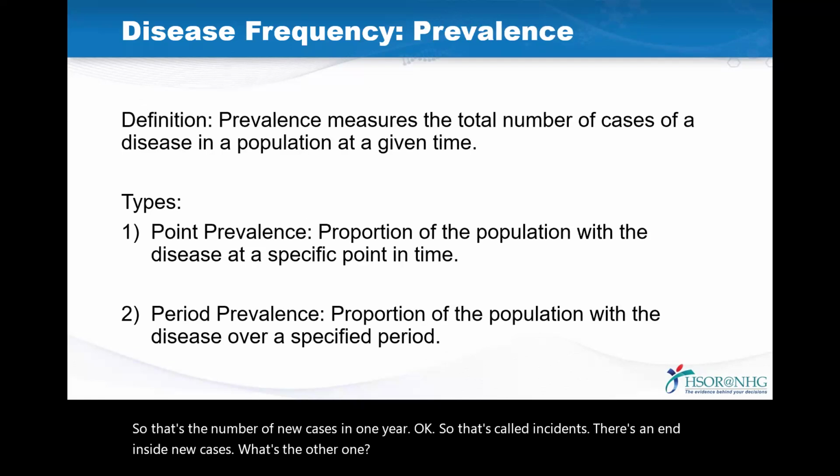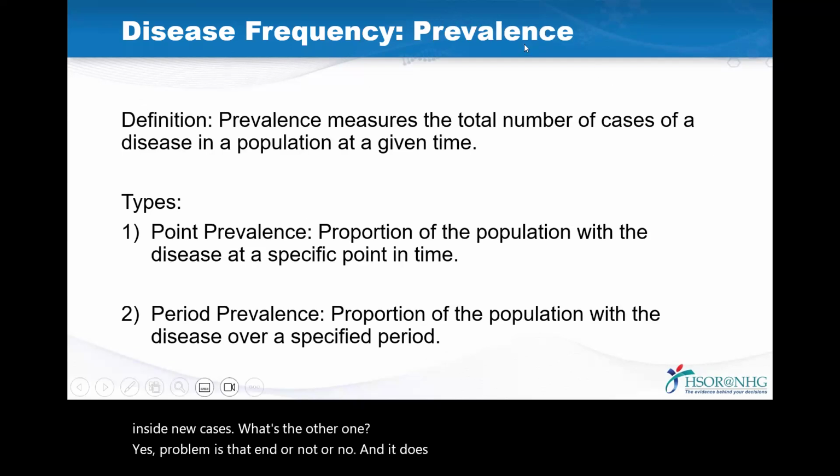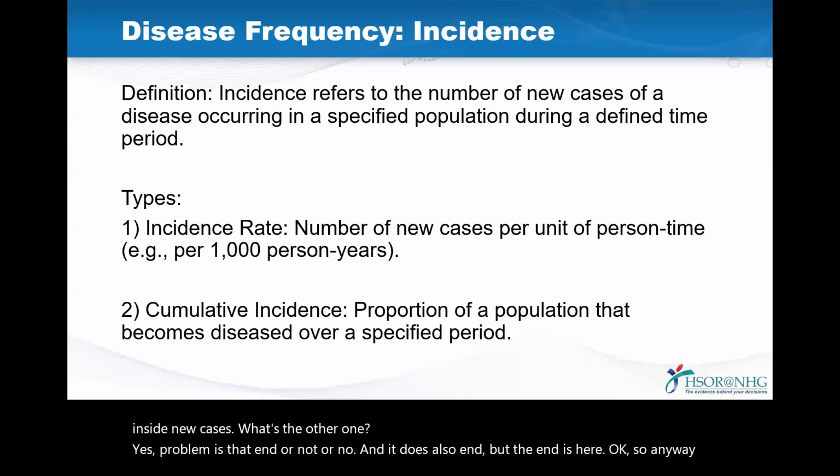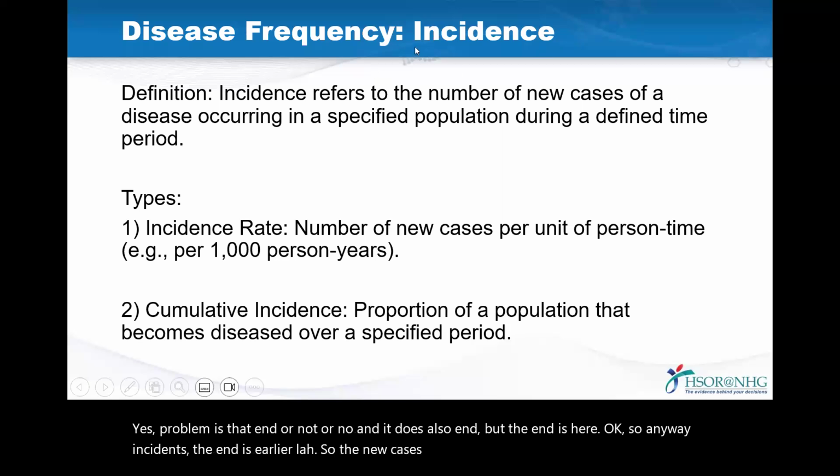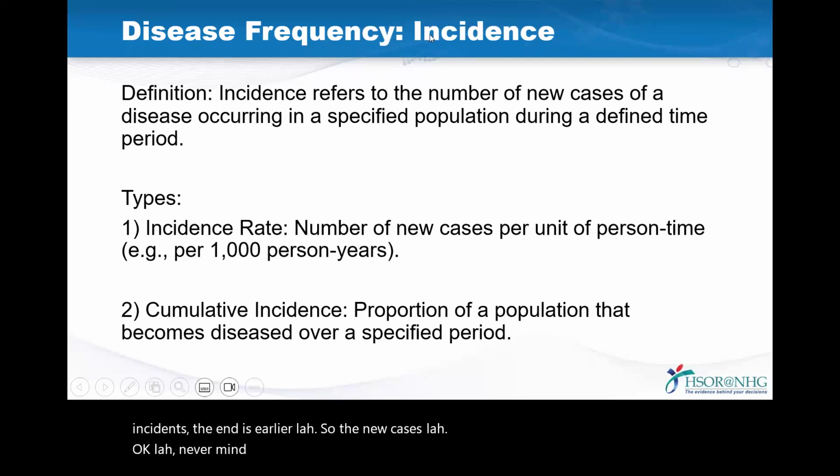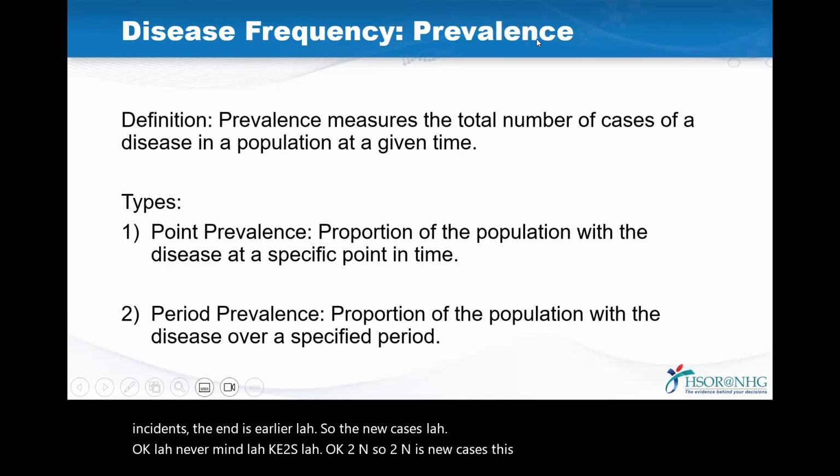Yes, prevalence. Is there an N or not? There's also an N, but the N is here. Anyway, in incidence, the N is earlier, so the new cases. Okay, 2 N. So 2 N is new cases. It's only got 1 N, so it's existing cases, prevalence. But over time, remember.